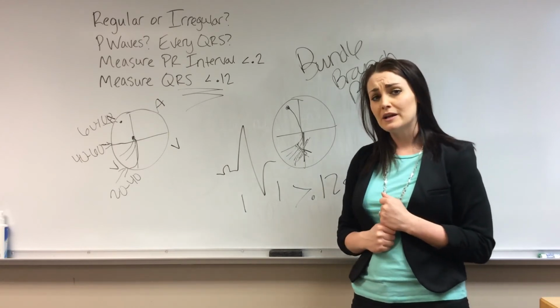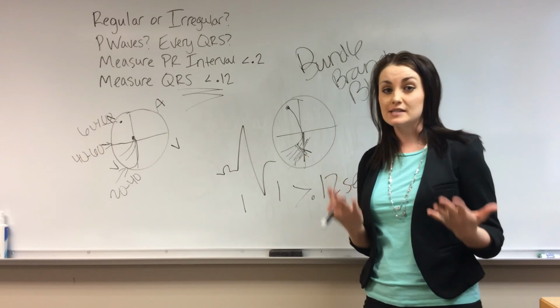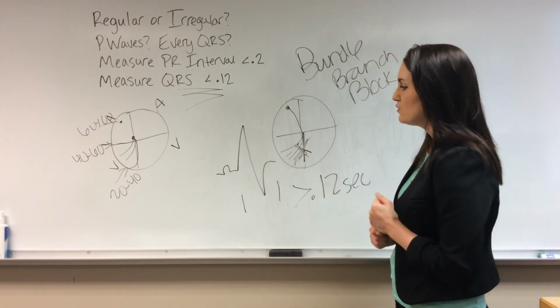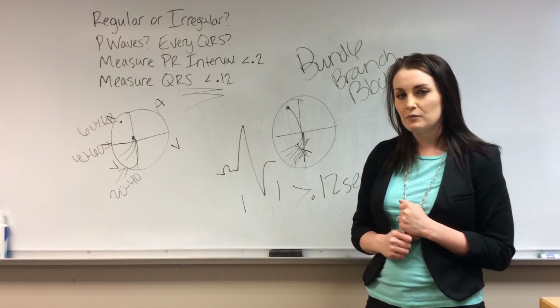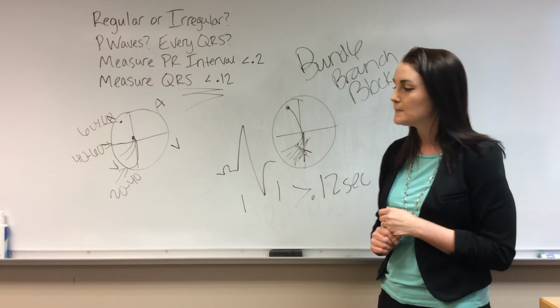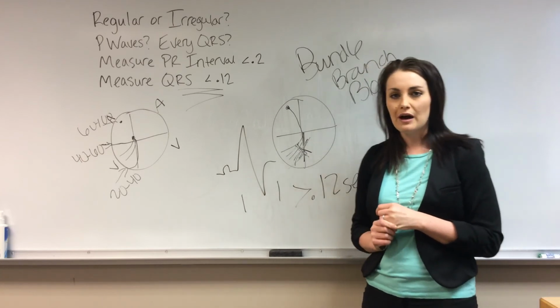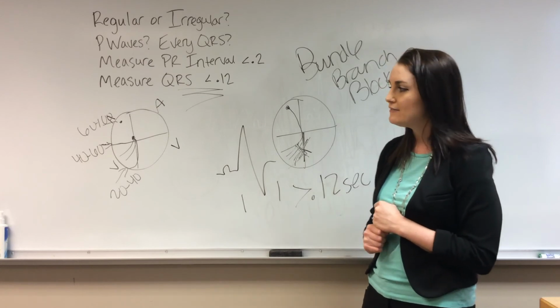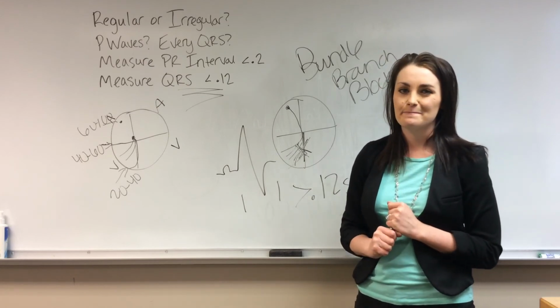If it's a new bundle branch block, then we're thinking, is there myocardial ischemia? Is it a sign of an MI? And so we would want to further evaluate it with maybe a 12-lead EKG if it was a new bundle branch block. People can have bundle branch blocks and live with them forever, and they're benign, though. But if it's new, we want to investigate it.